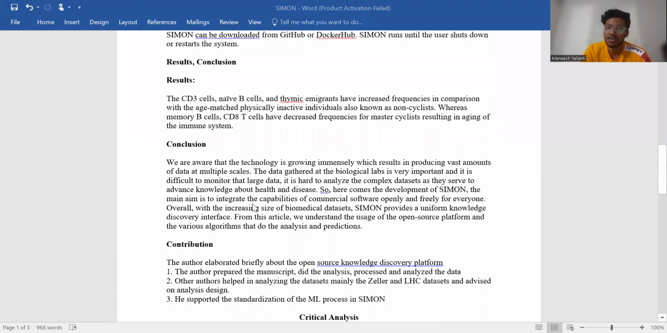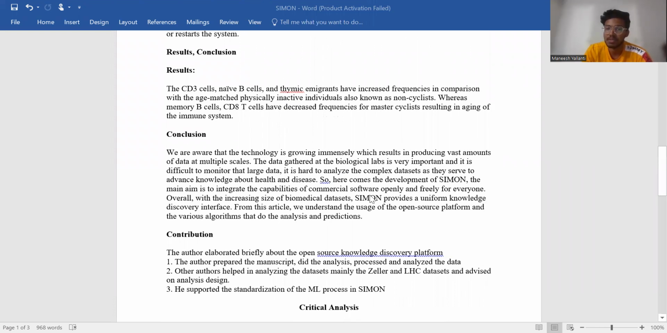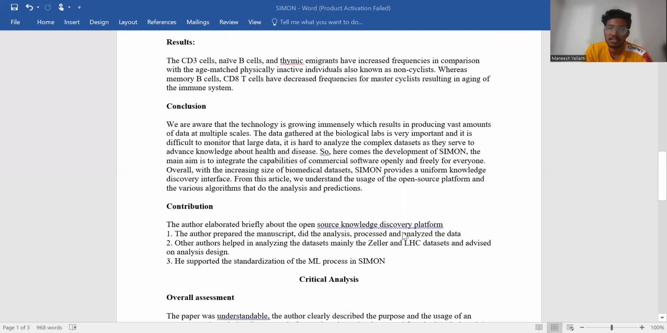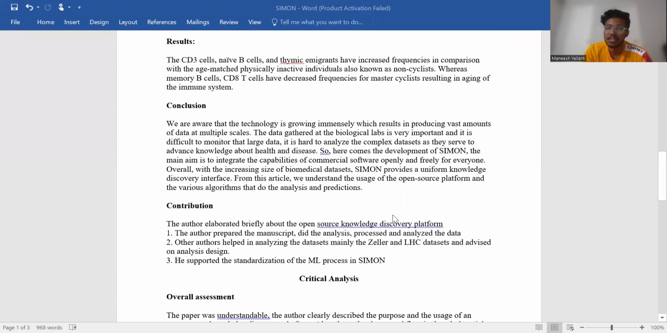Conclusion. We are aware that technology is growing immensely, which results in producing vast amounts of data at multiple scales. The data gathered at the biological labs is very important and it is difficult to monitor the large data. It's hard to analyze the complex data sets as they serve to advance knowledge about health and disease. So here comes the development of Simon. The main aim is to integrate the capabilities of commercial software openly and freely for everyone. Overall, with the increasing size of biomedical datasets, Simon provides a uniform knowledge discovery interface.